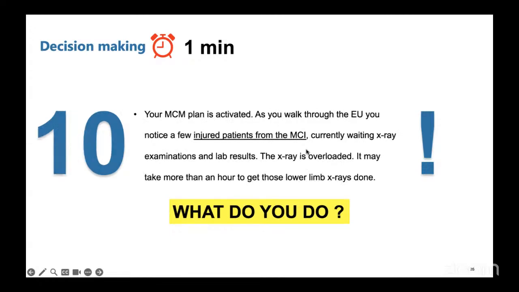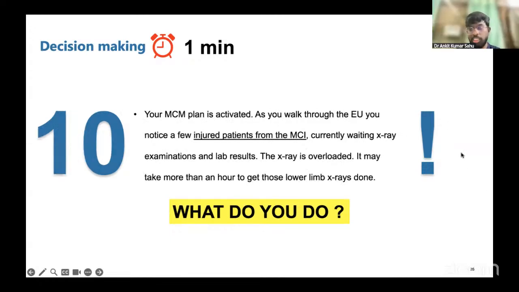Okay. Let's go to the next question. Again, this is one of the important questions. Your MCM plan is activated. As you walk through your emergency unit, you notice that a few injured patients from the mass casualty incident are currently waiting for X-ray examinations and lab results. The X-ray room is overloaded. It may take more than 1 hour to get those limb X-rays done. What are you going to do?